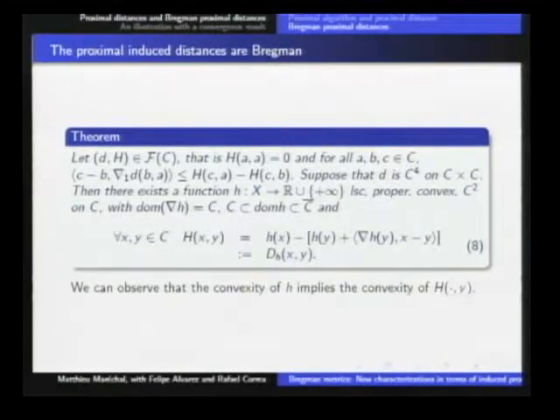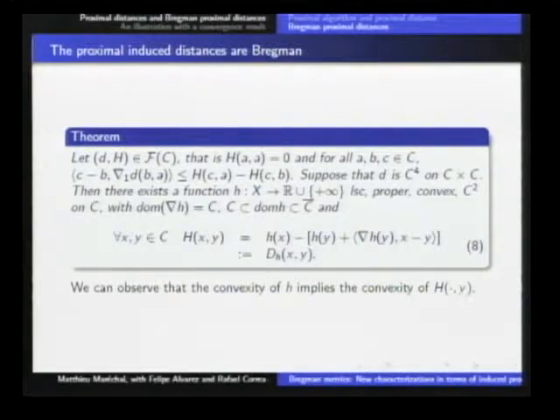We can also observe the convexity of H, because when we have this, we have the existence of a small h, but the small h is convex. It's important to see that in the definition of the induced proximal distance, capital H is not convex with respect to the first variable. But we can ensure that it is convex. That is a consequence of the fact that H is a non-negative function.